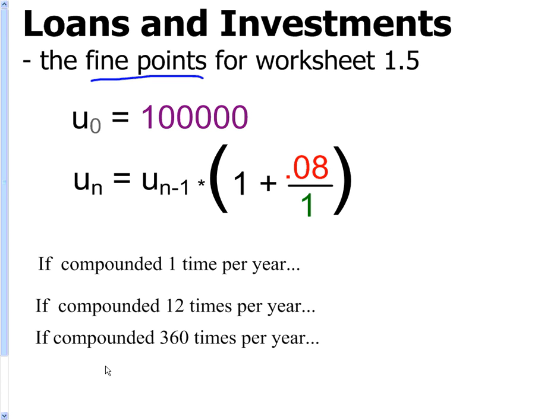Okay, so today we're talking about loans and investments again, but some more fine points about them, a little bit deeper level. All right, this top number in your formula is the annual interest rate. No matter whether this is a 1 here, as in that's how many times it compounds, or a 12 or a 360, this is still an annual interest rate.